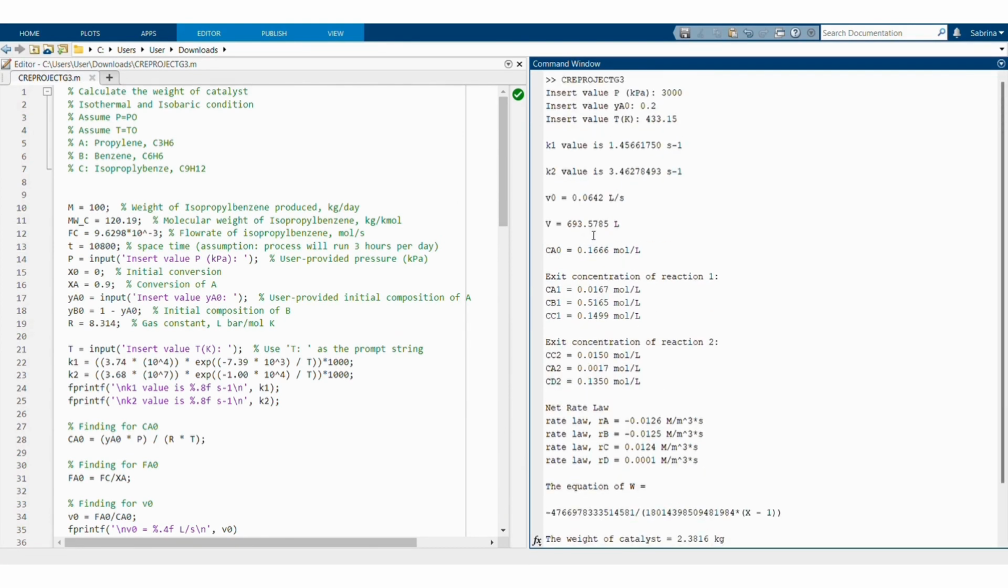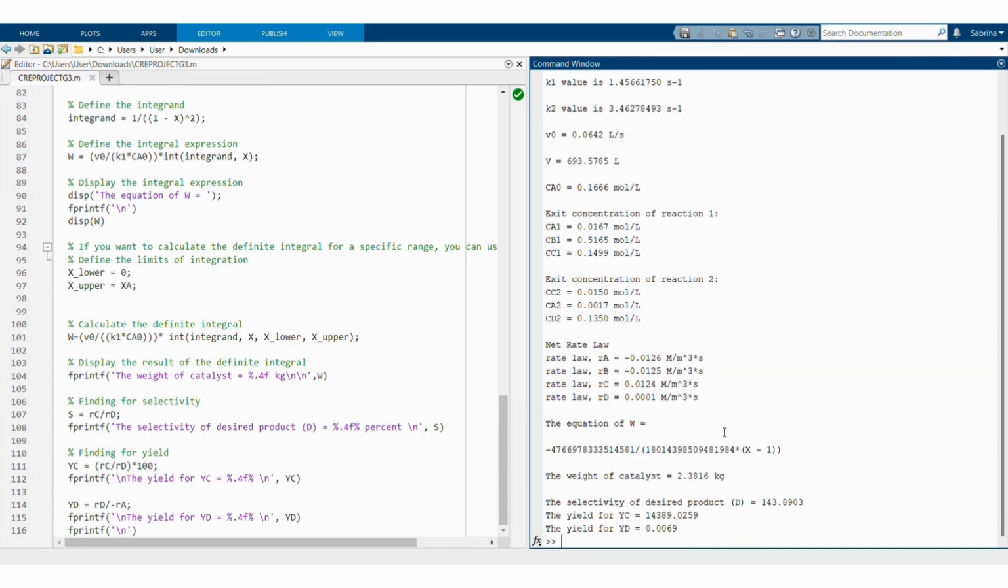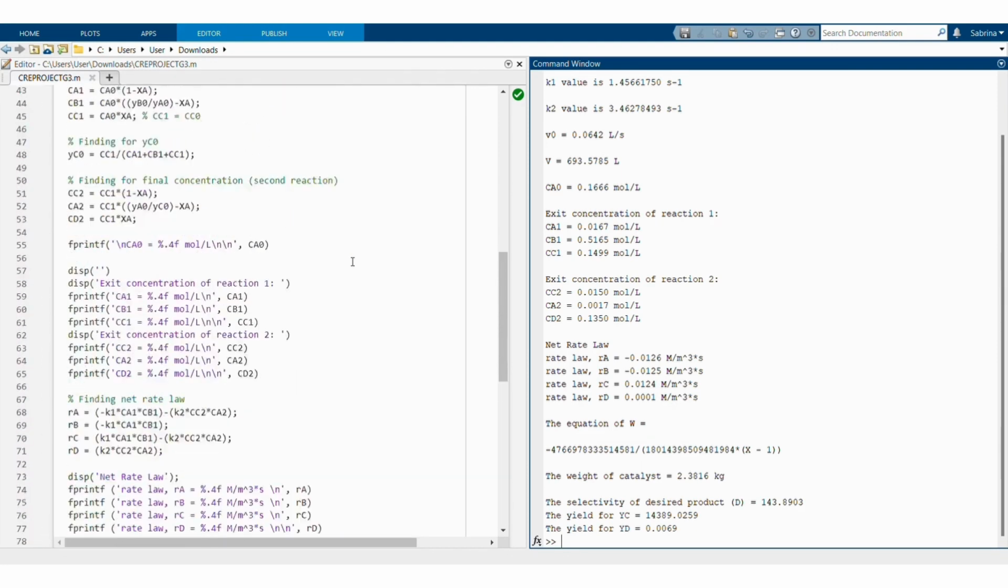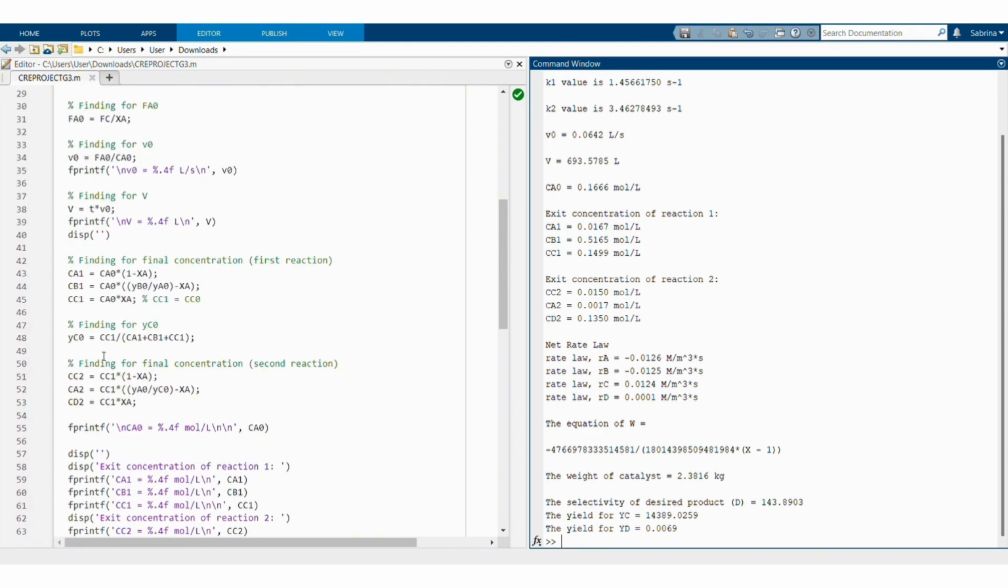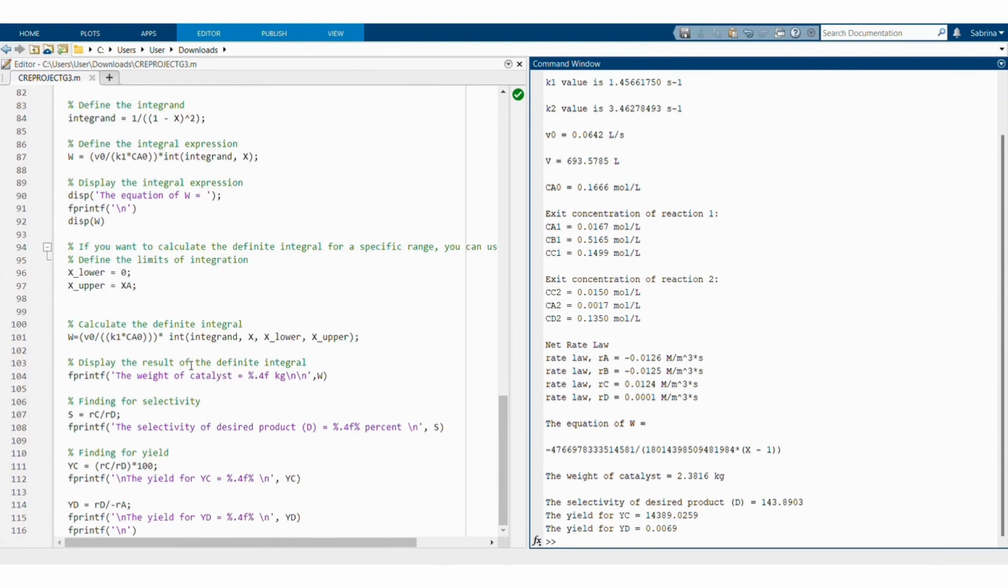After we insert all of the three variables, we get k1, k2, B naught, and C naught, where k1, C naught and B naught will be used to calculate the weight of catalyst, and from this MATLAB calculation, we get 2.3816 kg of catalyst to produce isopropyl benzene, where the process will run 3 hours per day. C naught will also be used to find the final concentration for each substance for the first reaction and the second reaction. The final concentrations as well as k1 and k2 were used to calculate the net rate law, which will be used to find the selectivity and yield.